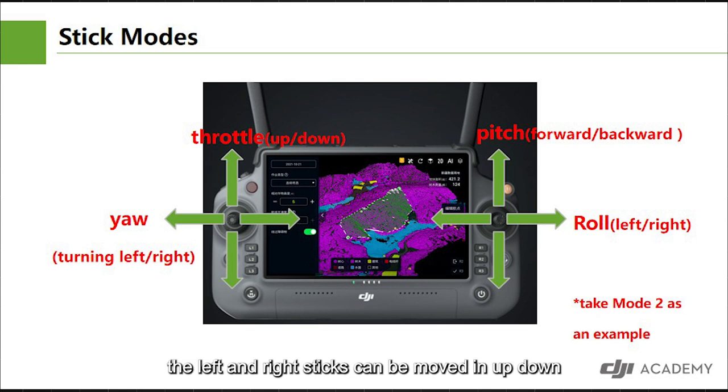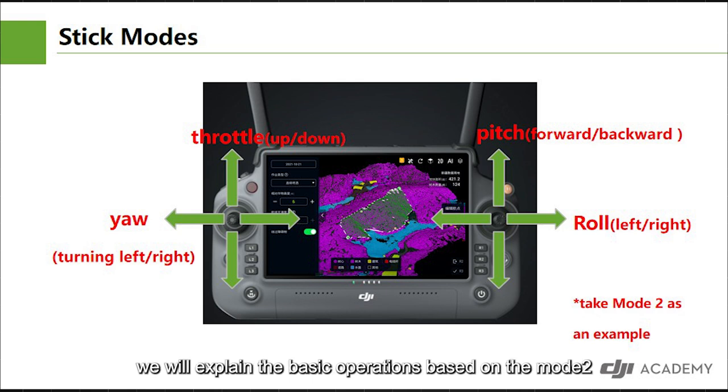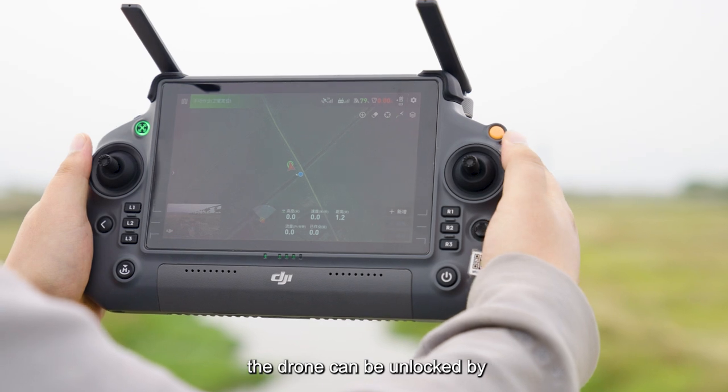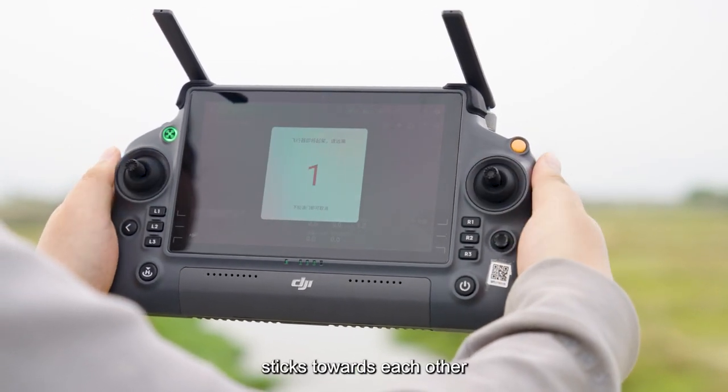The left and right sticks can be moved in up, down, left, and right directions respectively, with the corresponding 4 actions of the aircraft: flying up, down, turning left, right, flying forward, backward, and left-right lateral movement. We will explain the basic operations based on the mode too. The drone can be unlocked by simultaneously moving the 2 sticks towards each other.